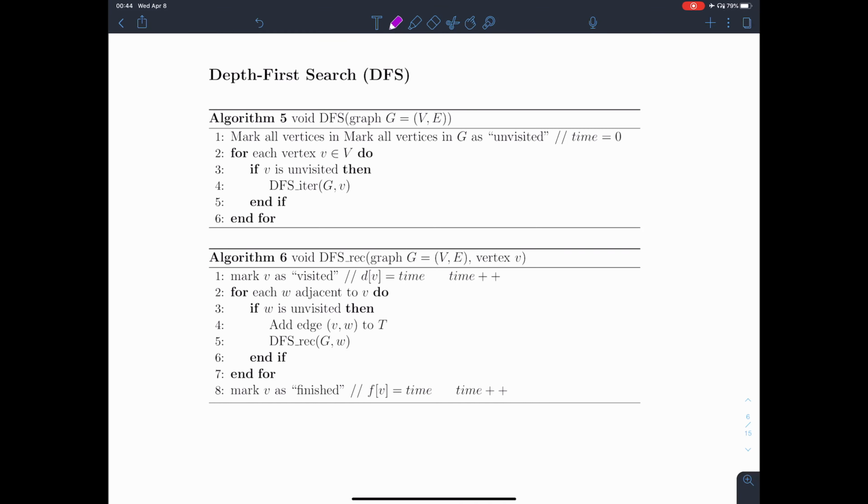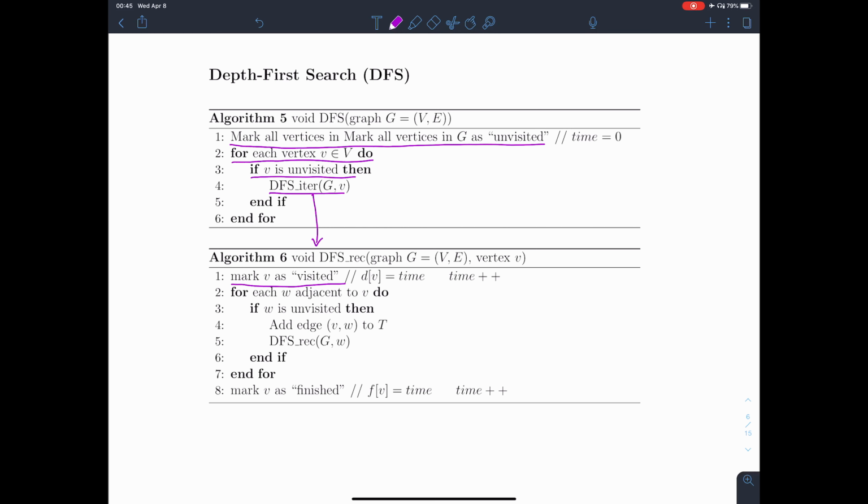Now that we know how the BFS algorithm works, let's take a look at a simulation of another algorithm, which is DFS. Similar to the BFS, we mark all the vertices unvisited. We go through all the vertices in V. If the vertex we are processing is unvisited, we call the second algorithm, DFS iter.